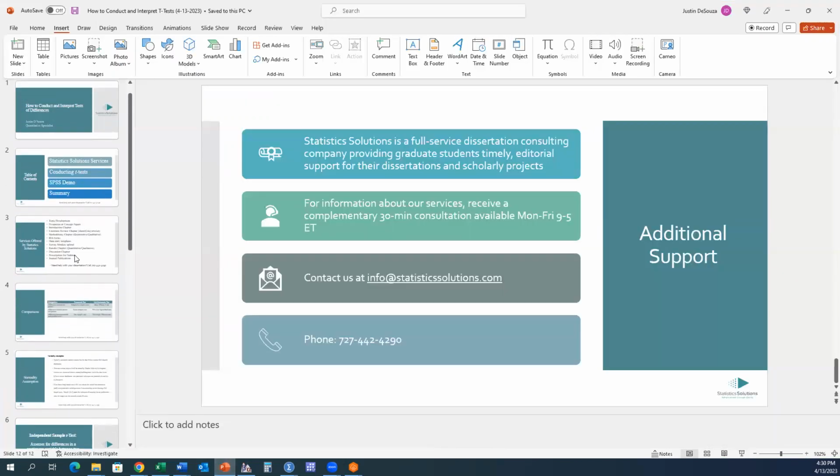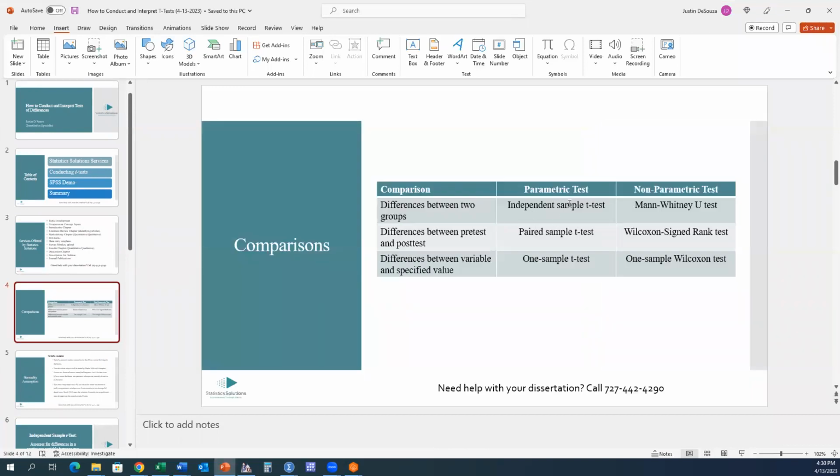So coming back over here, an independent t-test is only used if you're comparing two groups, treatment and control. A paired t-test is only used comparing two points in time, pre-test and post-test, or two different conditions. And then a one sample t-test is comparing your data to a specified value. It's a very specific use case for each one of these.